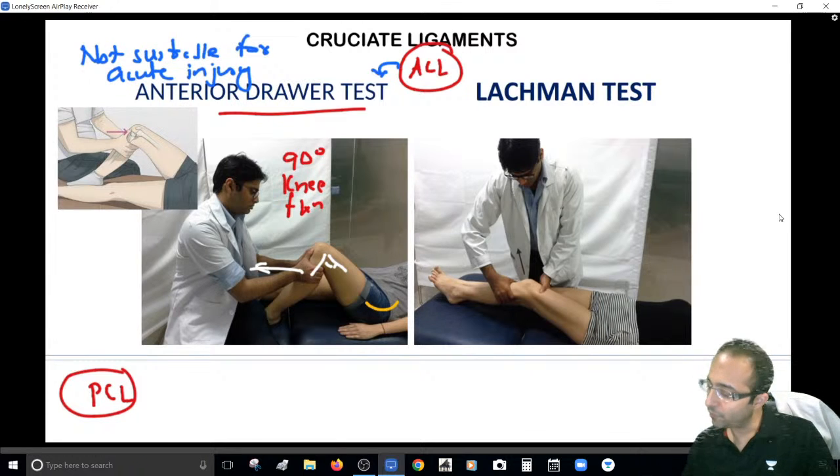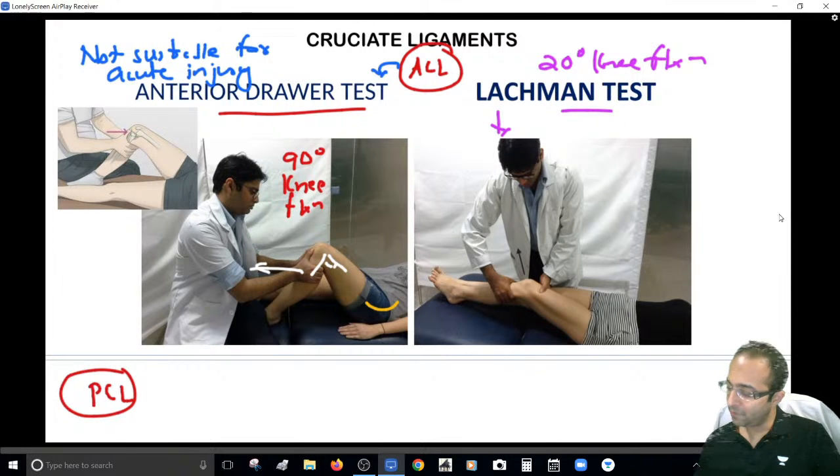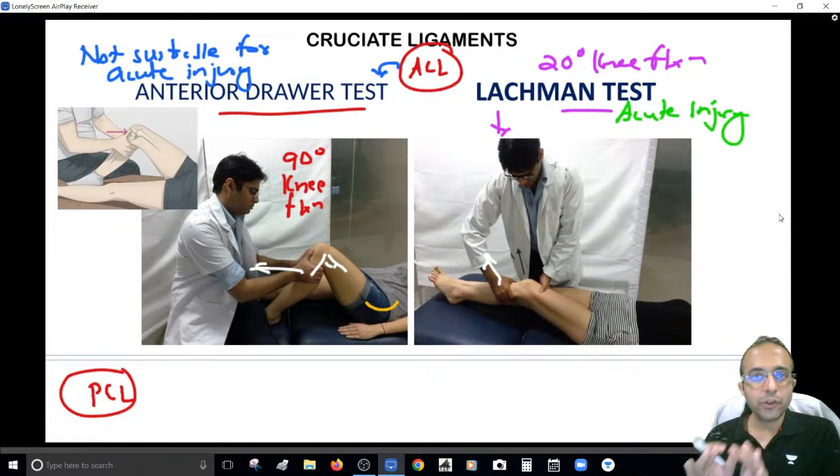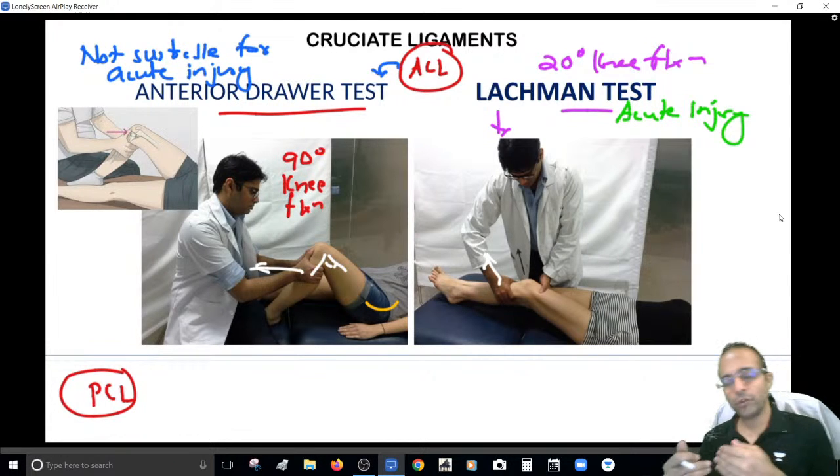So a variation of the anterior drawer test exists that is performed in just 20 degrees of knee flexion, that is the Lachman test, where you hold the femur in one hand, the tibia in the other, and then you try to pull and see that anterior translation. So when you do this test in 20 degrees of knee flexion, it becomes very much suitable even for a case of acute injury. I hope you guys are thoroughly okay now. So the 90 degree flexion anterior drawer test is difficult in acute injury. If you have to check an acute injury for ACL, go with the Lachman test.